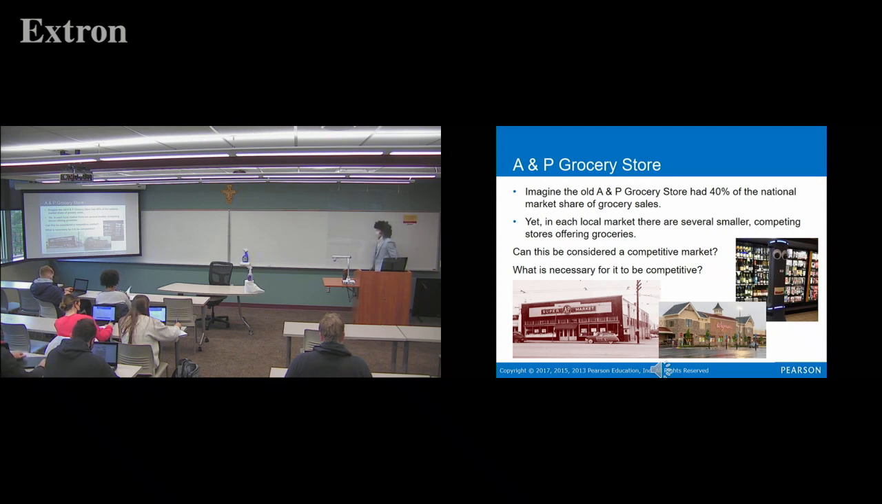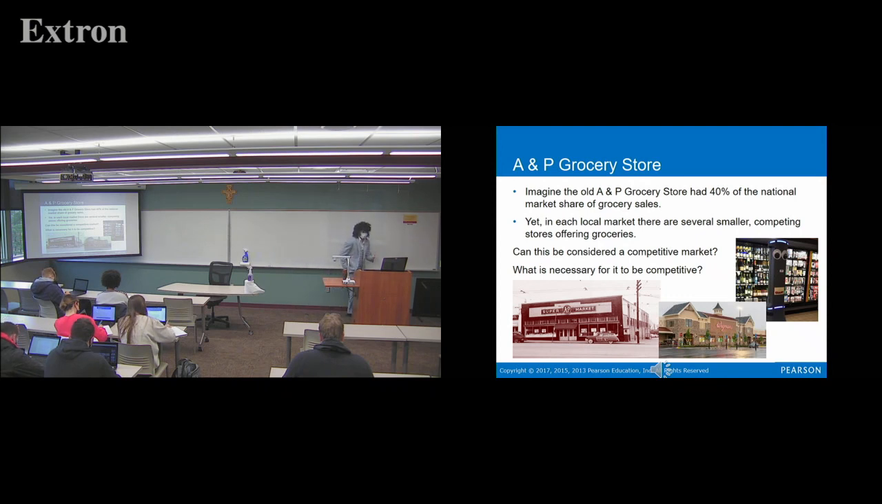So we talked about monopolies last time, and I think I briefly mentioned A&P when I went through my antitrust rant. Back in the day, A&P grocery store was considered a monopolist. They had 40% of the national market share for grocery sales. So of all the grocery stores in the country, they had 40% of the sales, which is huge compared to any of their competitors. No one was anywhere near the size of A&P.